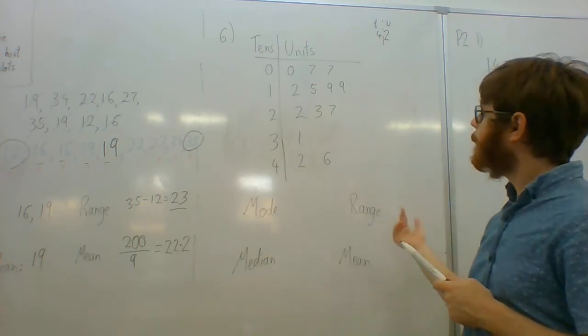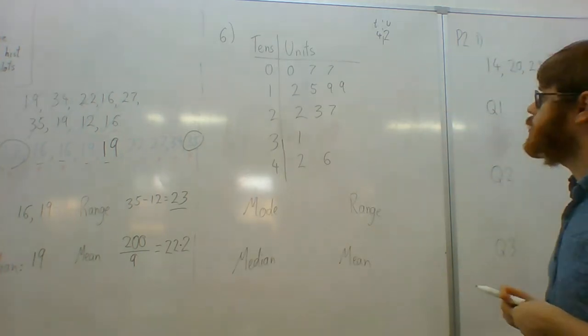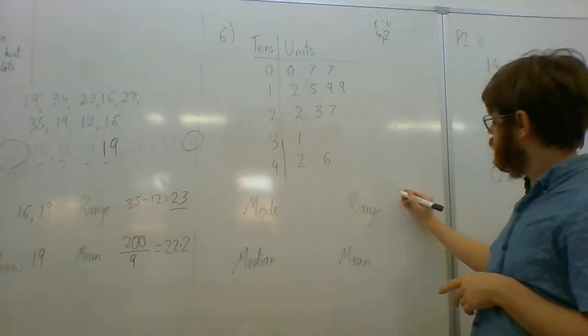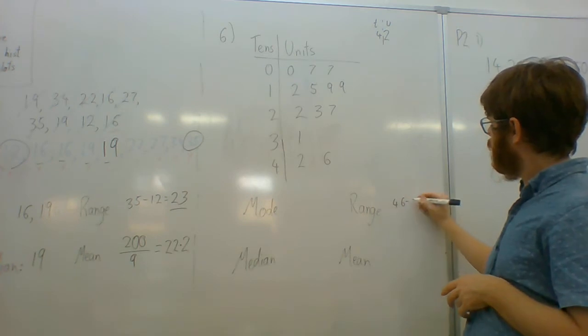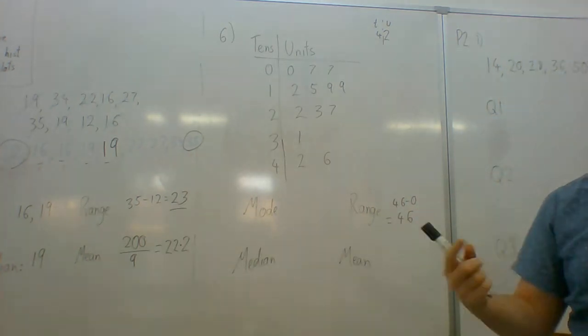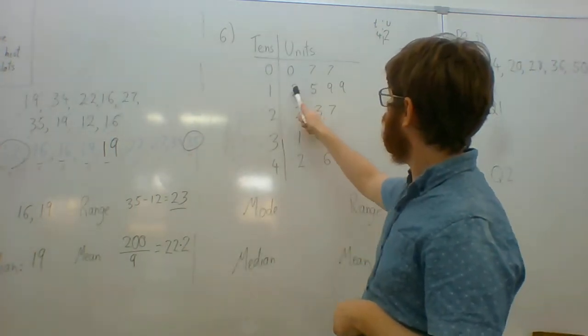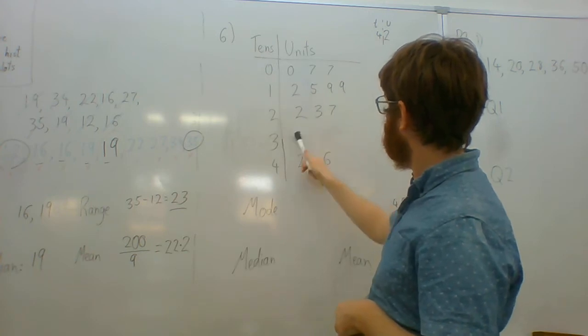So let's have a look at the range. Range is always good to be the first one to do. 46 minus 0 is 46. Range is 46. Done. Move on.